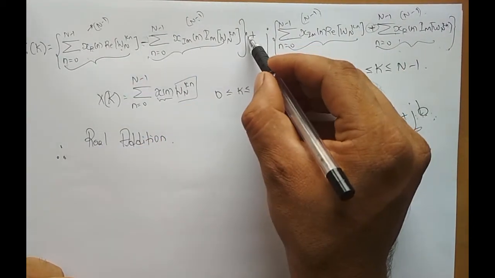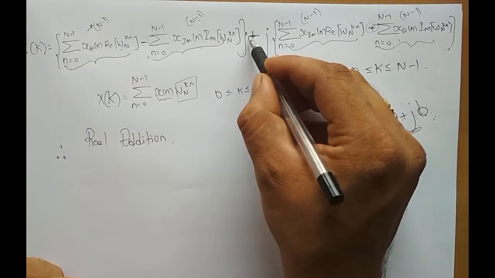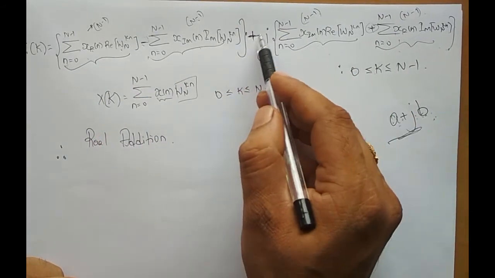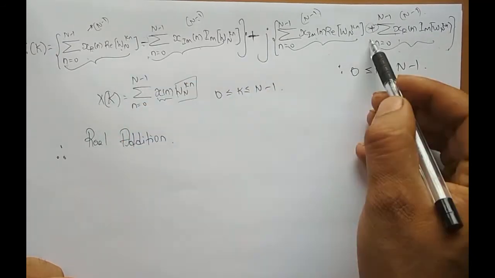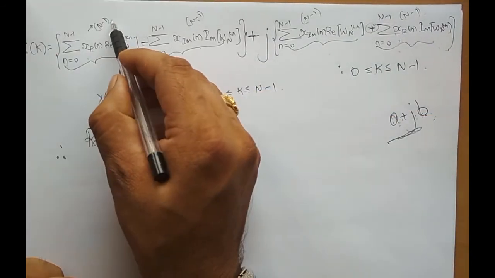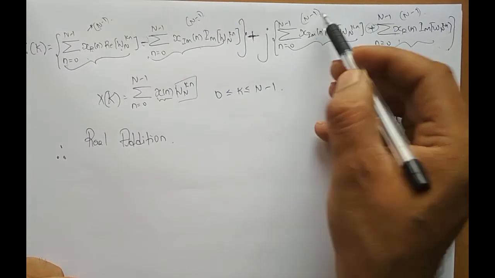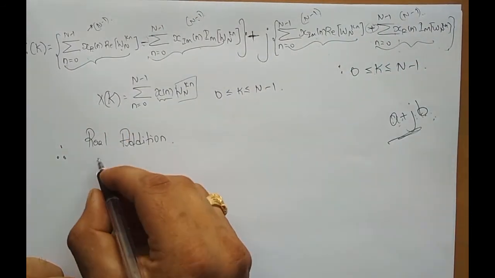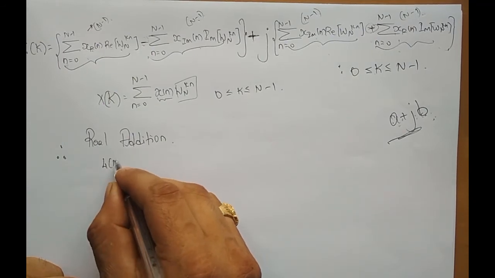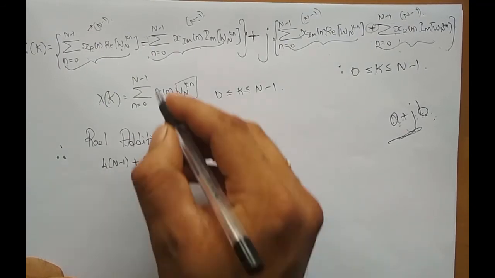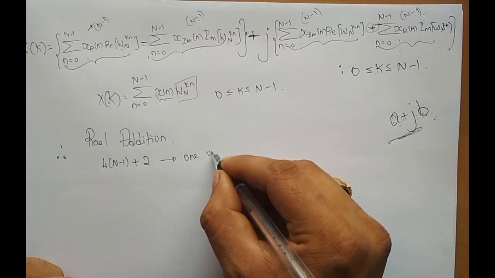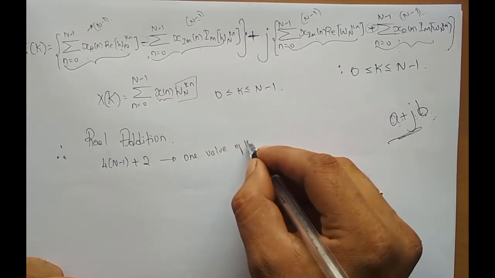You might ask me, sir, what about this plus? You did not include this plus. We cannot include it because we have to represent it in a plus jb form. That's why I excluded it. So another 2. Therefore, n minus 1, n minus 1, n minus 1, n minus 1, plus these 2. So it is nothing but 4 times n minus 1 plus 2. This is for one value of k.